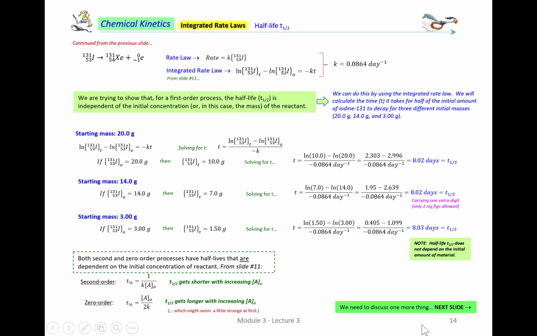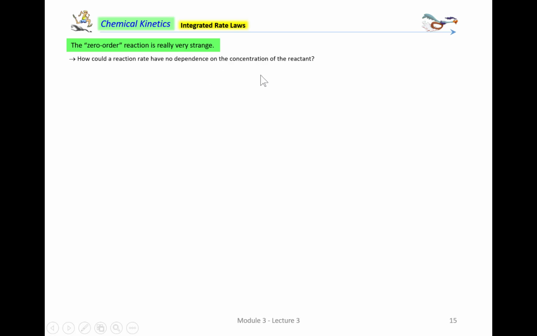We need to discuss one more thing before we leave this lecture. The zero order reaction, if you think about it, at least when I think about it, seems on the face of it really strange. How could a reaction rate have no dependence on the concentration of the reactant? Remember, for a zero order reaction, rate equals k times A to the 0 power, which means rate just equals the rate constant. No dependence on the initial concentration or on the concentration of A, the reactant, at all.